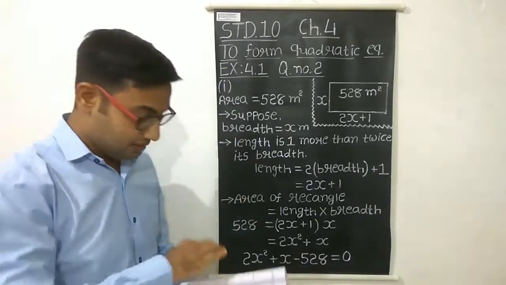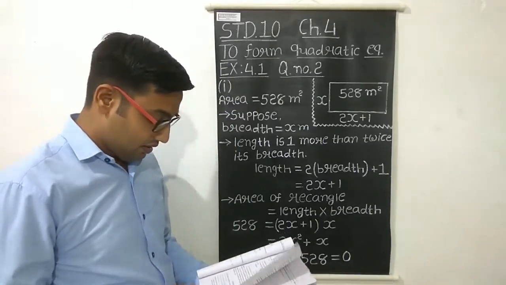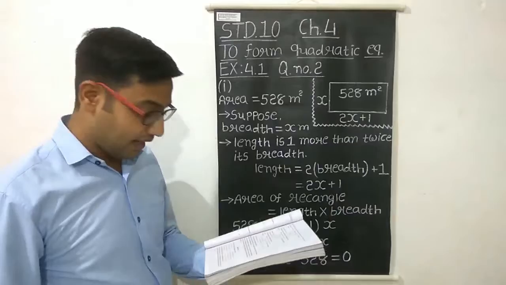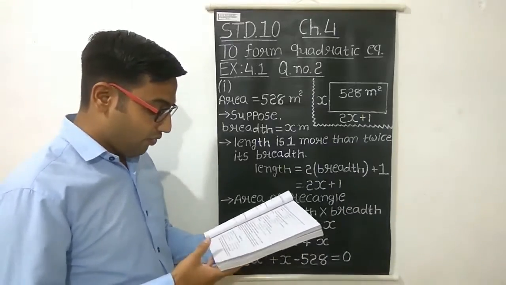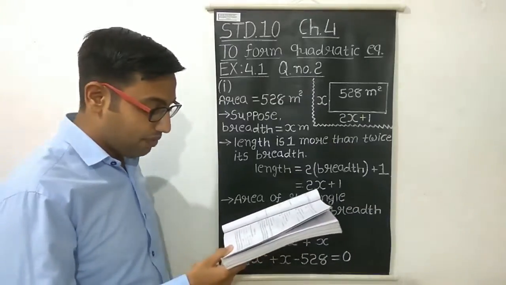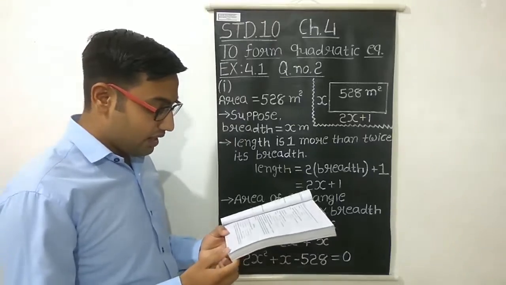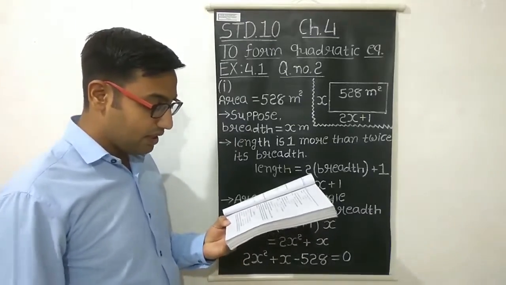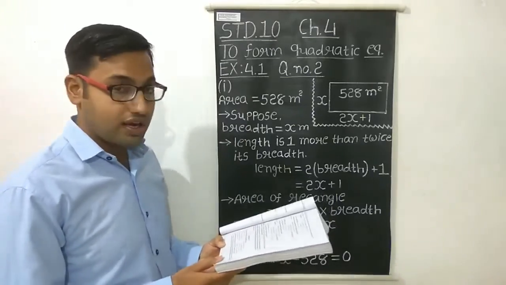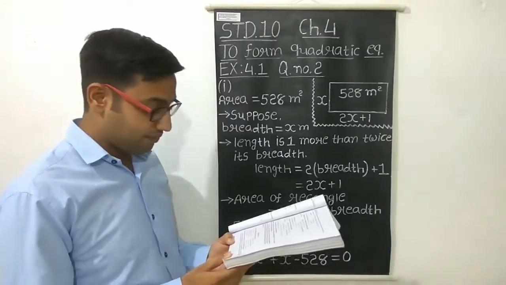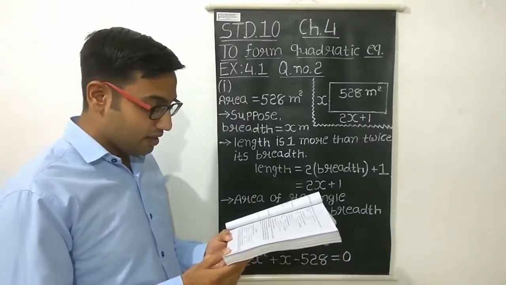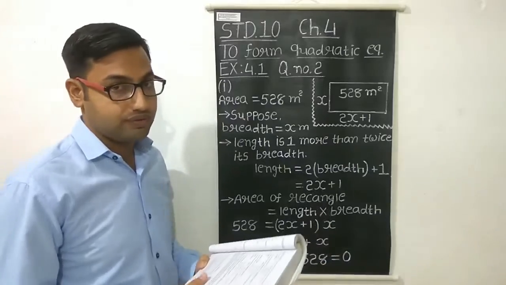The question is, the area of a rectangular plot is 528 meters square. The length of the plot in meters is one more than twice its breadth. We need to find the length and breadth of the plot.